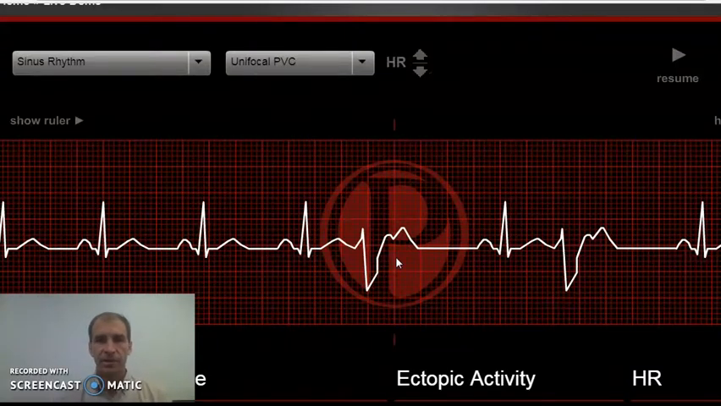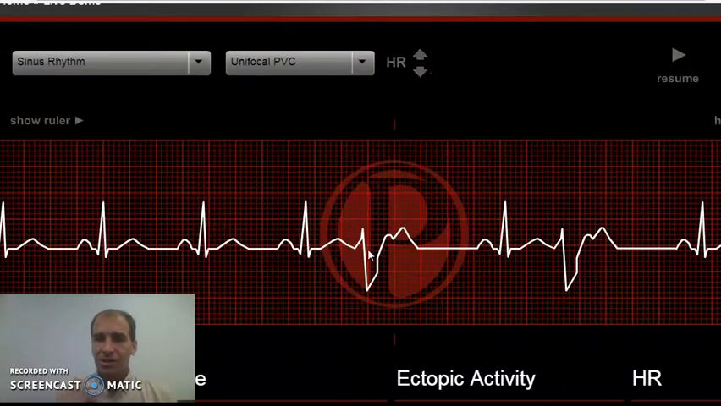Easy way to think about this is it's premature, early. And if you kind of think of the rhythm, if this is a song, right? It's like boom, boom, boom, boom, boom. It's like, it's early. Whoa, premature. It's ventricular, which means it's from the ventricles, and it's a contraction. So what's going on is the ventricles are contracting early. That's exactly what this is.